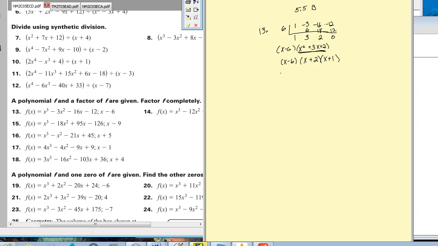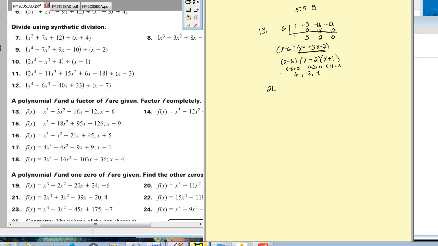So, let's look at number 21. On 21, it says a polynomial f and one zero of f are given. Find the other zeros. Remember, the zeros are the solutions. So back here on number 13, if it asked me to find the zeros, I would say x minus 6 equals 0, x plus 2 equals 0, x plus 1 equals 0, and then solve each one. So one zero is 6, one zero is -2, and one zero is -1. If you graph this on your calculator, these are the spots where the curve should cross the x-axis.